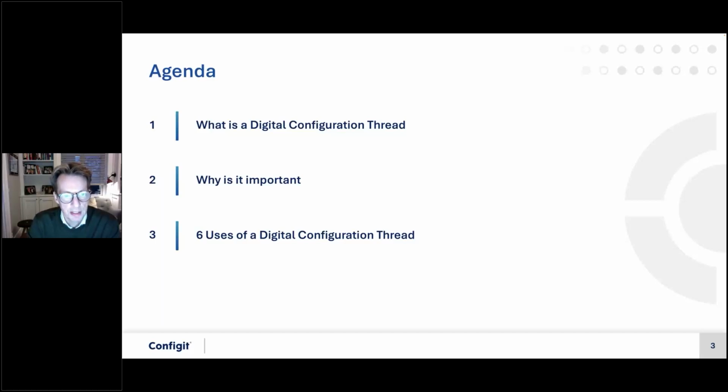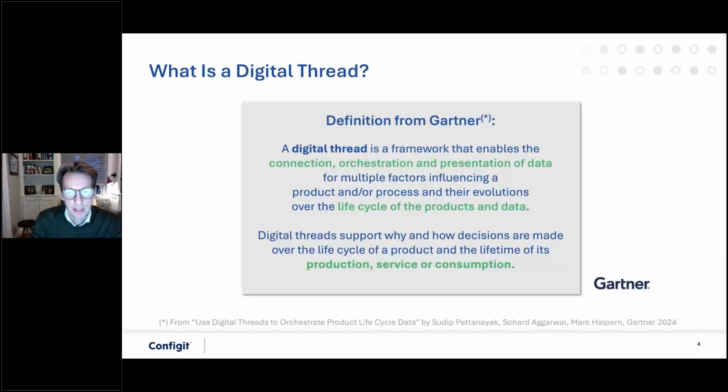So what is the digital thread? You can find some definitions online. This definition here is from Gartner. The way they define a digital thread is fairly broad, I would say, and fairly vague, you could also say. They say it's a framework that enables connection, orchestration, and presentation of data for multiple factors influencing a product and/or process and their evolutions over the life cycle of the products and data.